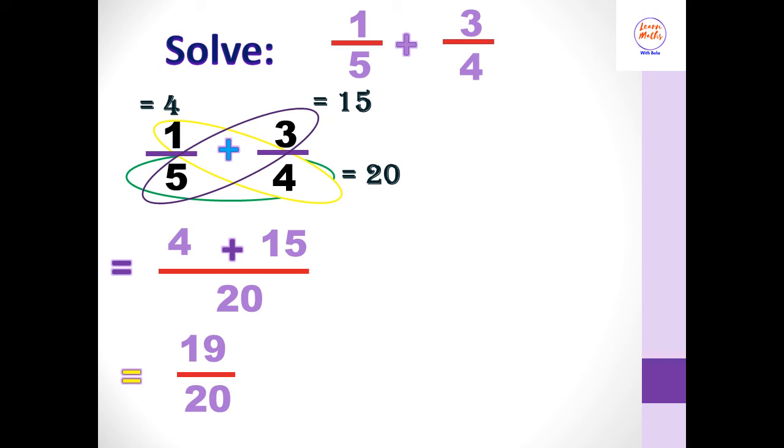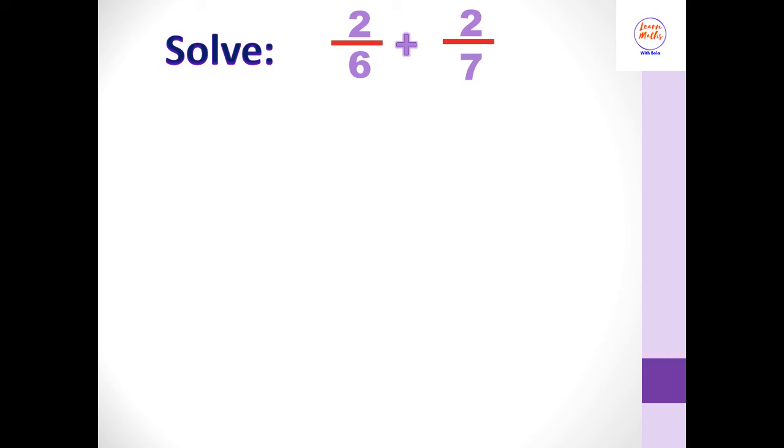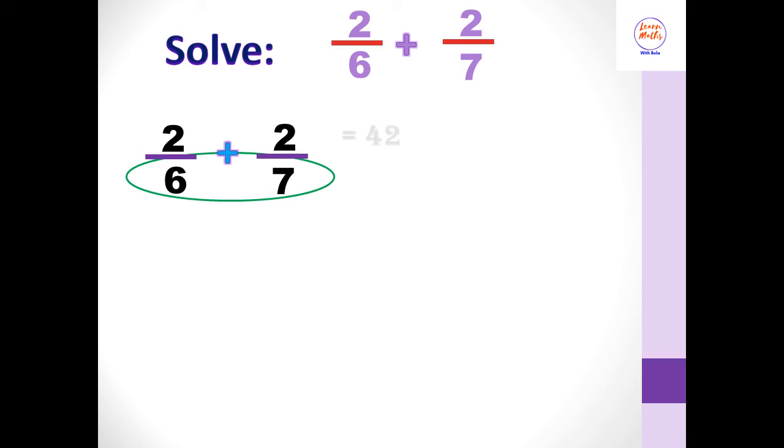Let's take another example. Solve 2 over 6 plus 2 over 7. So like I said, we still use the butterfly method. And where do we start from? The denominators. So we'll circle them and we'll multiply them together. So 6 times 7 is 42. And 2 times 7 in yellow is 14.